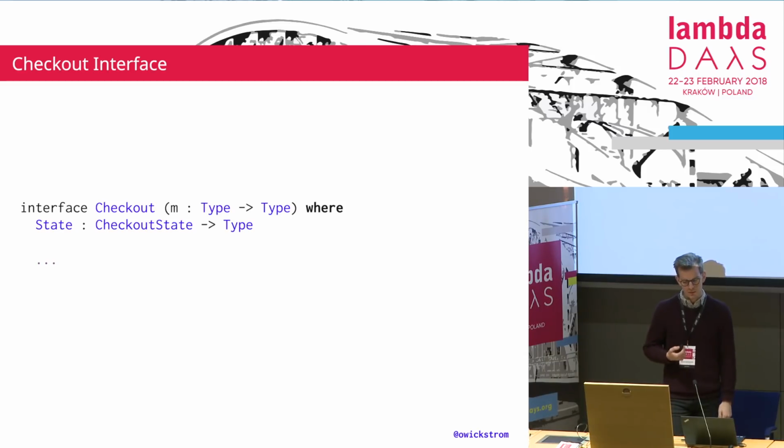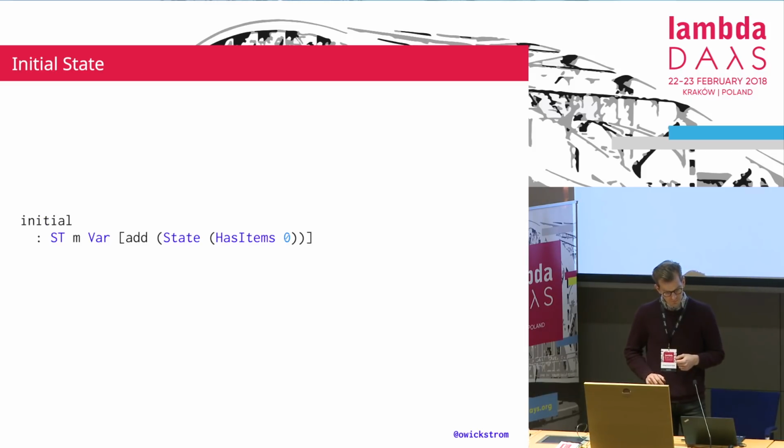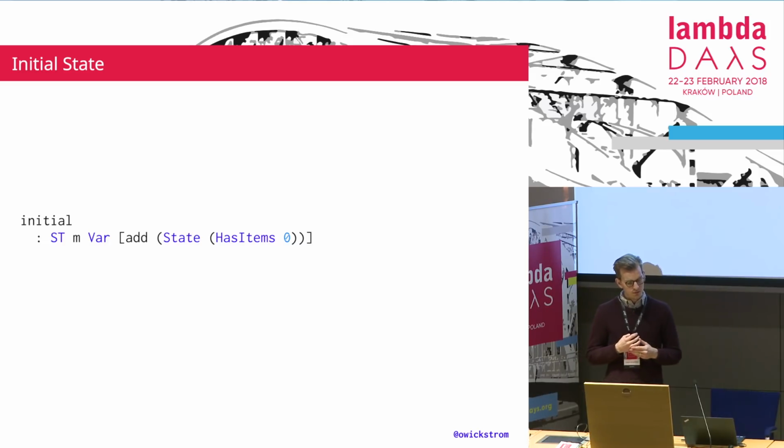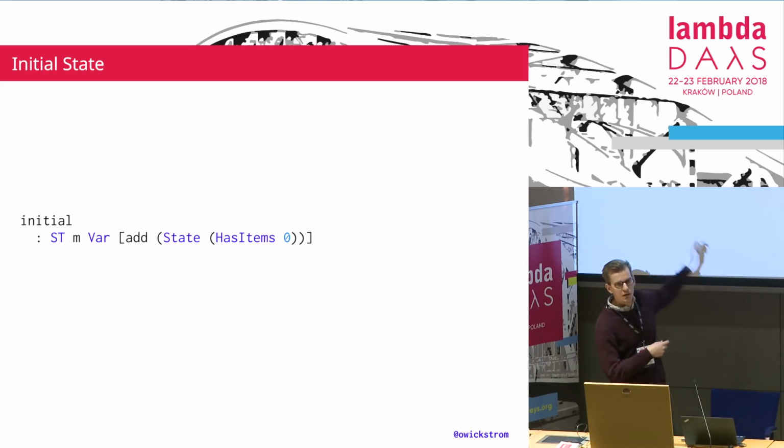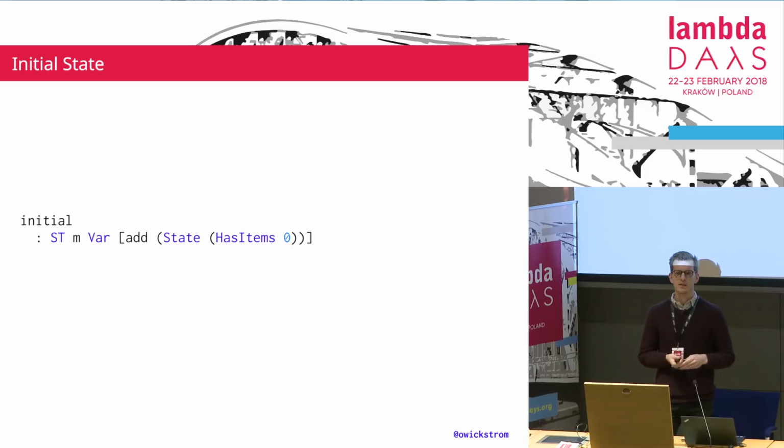The checkout interface has this state type. This is very similar to the associated type thing we had before. So here we say which is the concrete state type. Okay, here's an operation. This adds a state of has items of 0, right? And we get this var back. You see var. So we don't have to name our state machines, come up with cool names like my machine. We just get this var back, which is like an opaque identifier we can pass around.